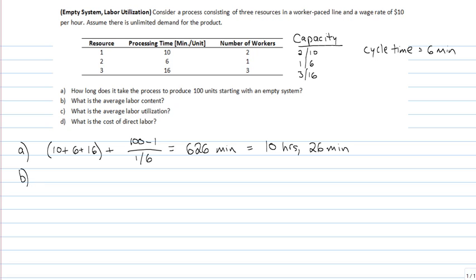For part B, we've already calculated the average labor content, which is equal to the sum of the activity times, or 10 plus 6 plus 16 is equal to 32 minutes.